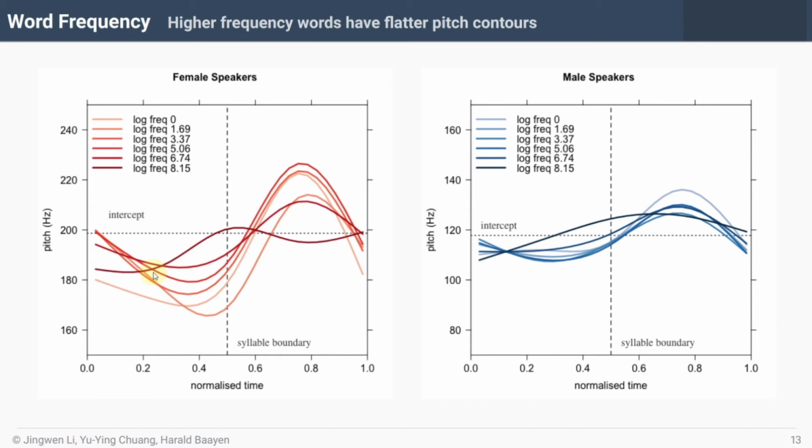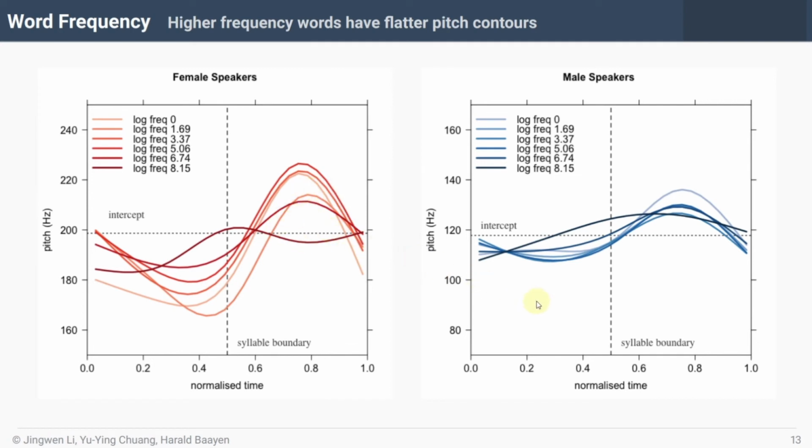Its dip and peak are both less pronounced, and the positions at which they occur are also fronted, while the peaks and valleys of other lines stay roughly in the same region. If we look at the dip in the first syllable, it seems that the higher the word frequency, the shallower and earlier the dip becomes, with the exception of the line for the apexes. There isn't much difference in the position and height of the peak in the second syllable.